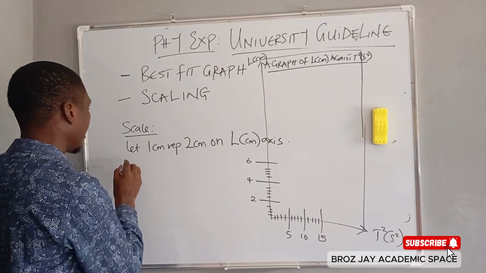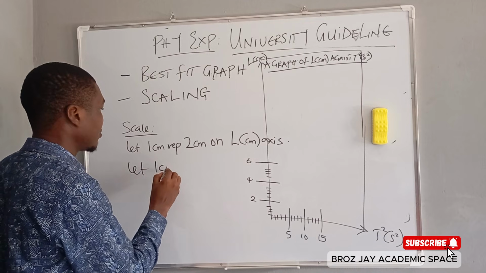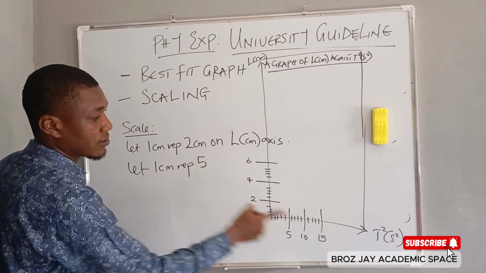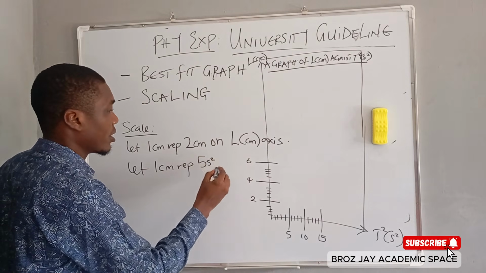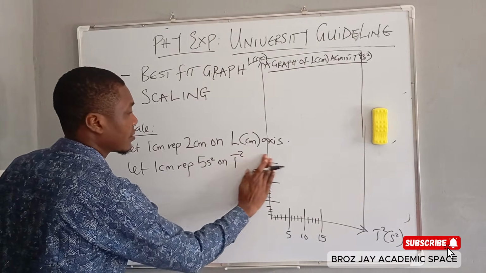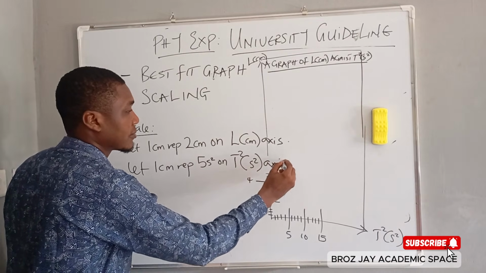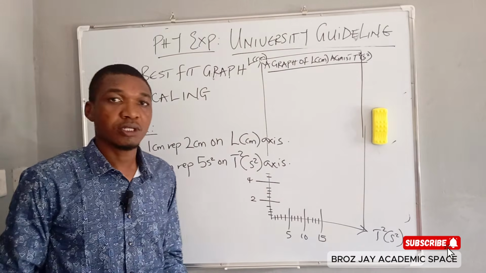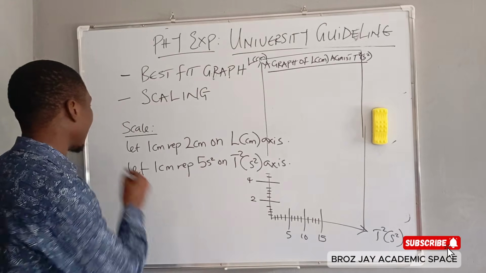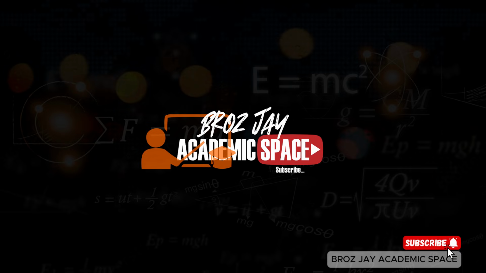Let's do for the horizontal. Let 1 centimeter represent 5 second square on the T square (s square) axis. And this is what you'll be using throughout your school year as a university student. It's the standard way of writing your scale. So please take notes.